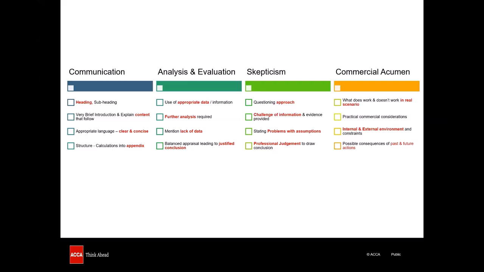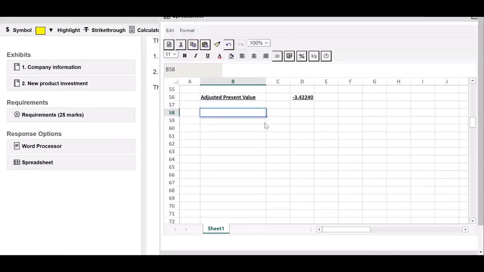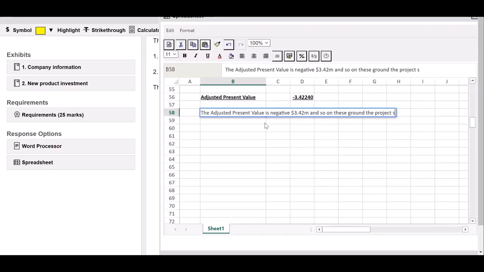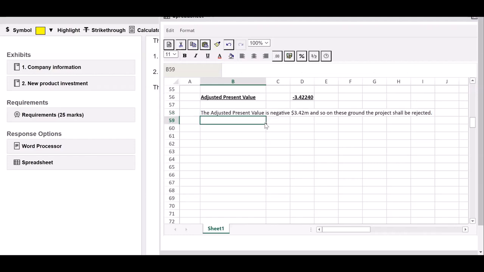Now let's use this hack in the APV question. Let's proceed to the commenting. Comments for the APV: the adjusted present value is negative $3.42 million, and so on these grounds, what is it? It's negative. The project shall be rejected. Now, is this going to fetch me the marks?